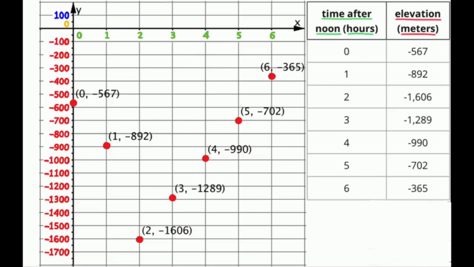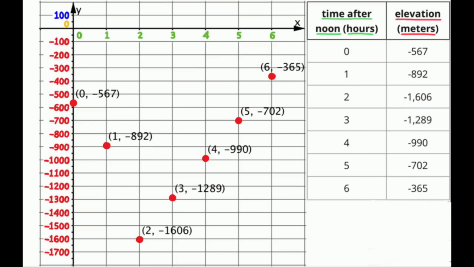Then for the negative 567, we slide down the y-axis and stop somewhere between negative 500 and negative 600 to represent negative 567. Now we'll have to go a little bit more than halfway between negative 500 and negative 600 because negative 567 meters below sea level is further down than negative 550 meters below sea level. And that's where we put our point. Remember, the first number in the coordinates is the amount that you're going to move along the horizontal axis, and the second number is the amount of units that you're going to move along the vertical axis.